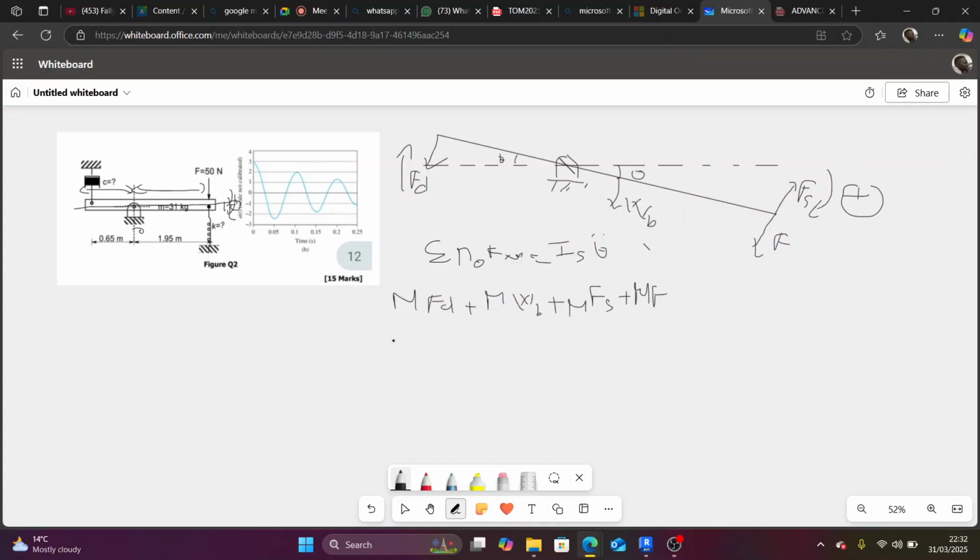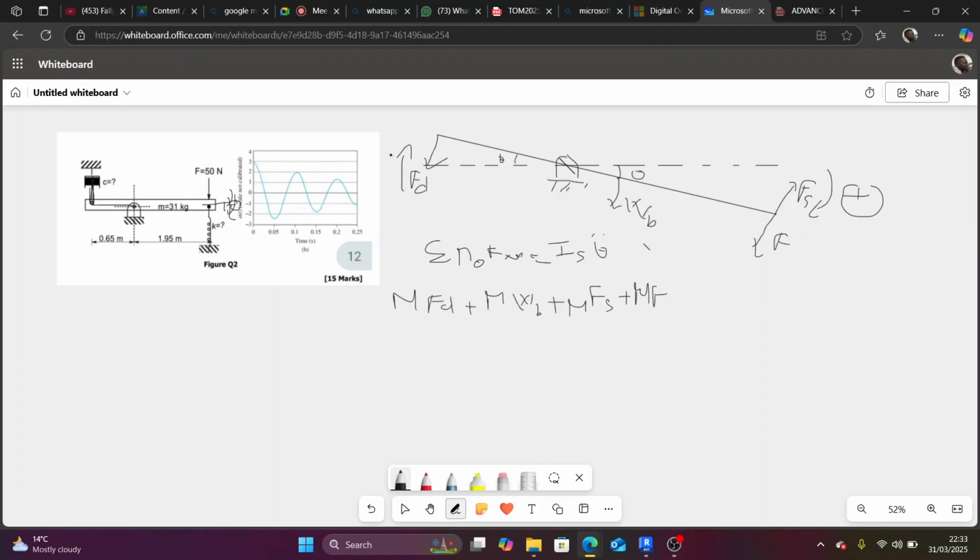Fd here, what is the moment? It is force times what? Force times the perpendicular distance. Okay, and you can see this from this figure here. If this is Fd, what is the perpendicular distance? 0.65.